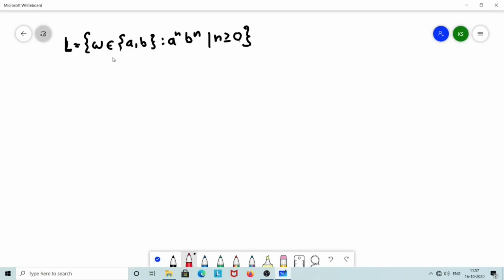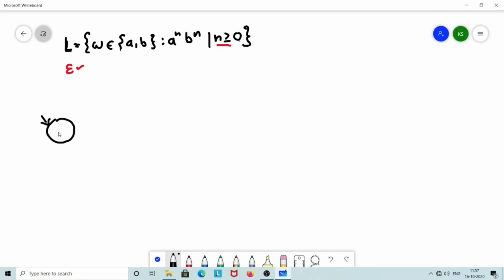Now let me take a small variation of the previous problem. The only change is that the value of n is changed to greater than or equal to 0. So the smallest valid string is epsilon, right? Since when the value of n is equal to 0, the number of A's and B's will be equal to 0. So I'll get epsilon, which should be accepted according to the definition of the language. So let us draw a PDA for this.